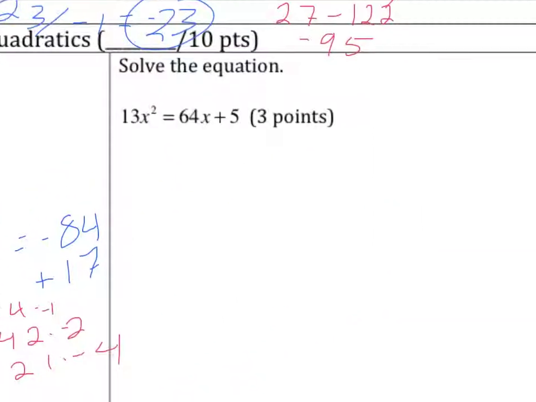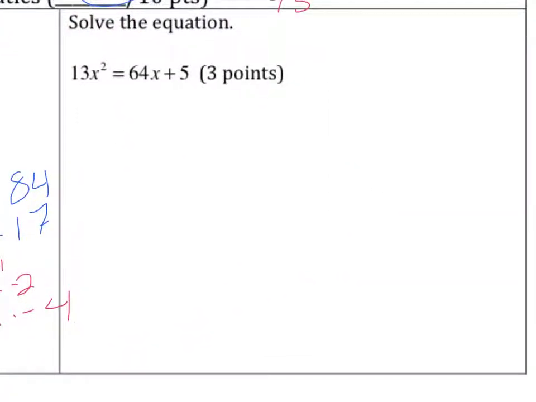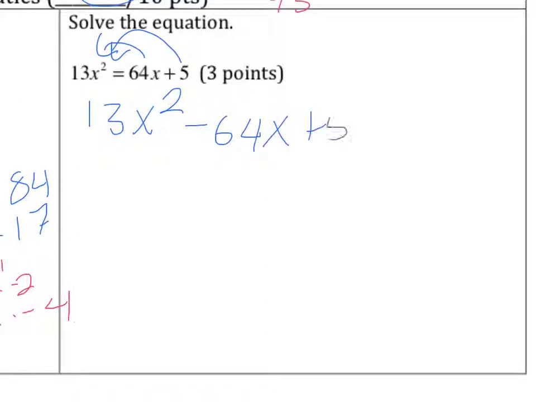Next problem is asking us to solve an equation. The first thing I'm going to do is move everything over to the same side. Generally, I like keeping the x squared positive, so I'm going to move those two guys over and make them negative. 13x squared minus 64x plus 5 equals 0.